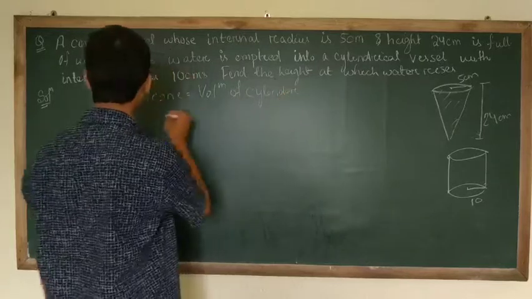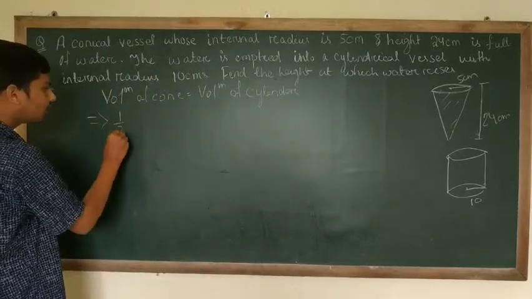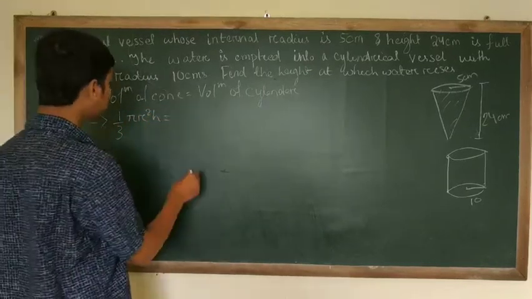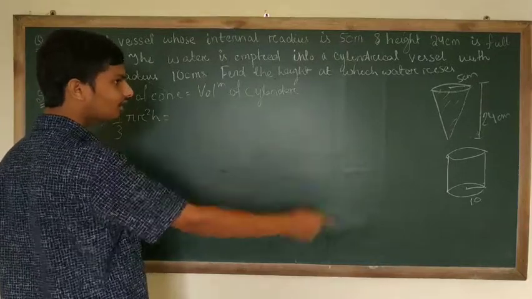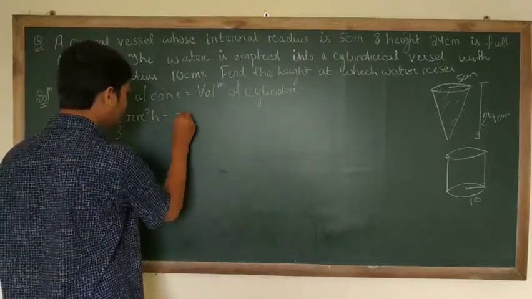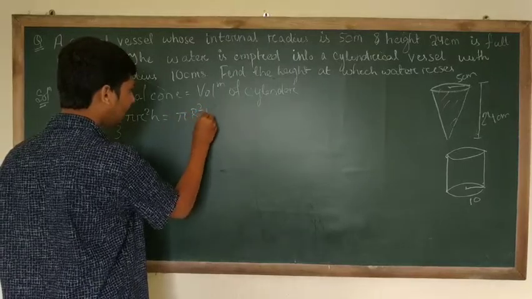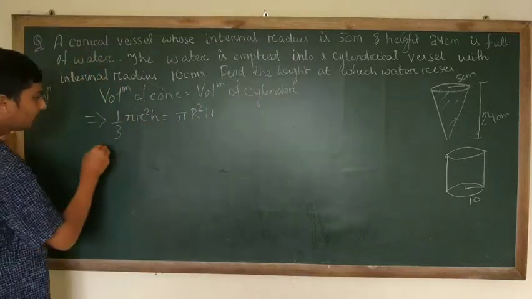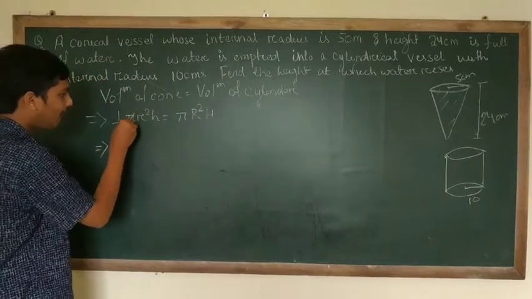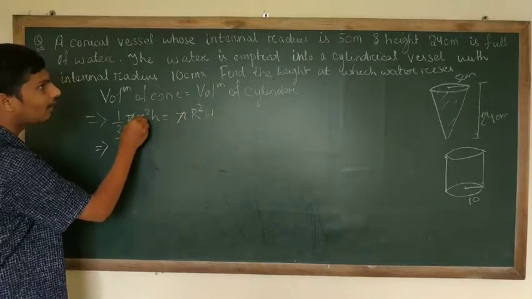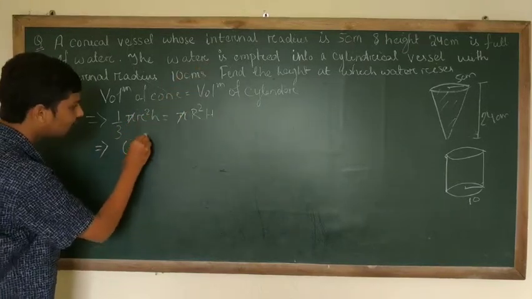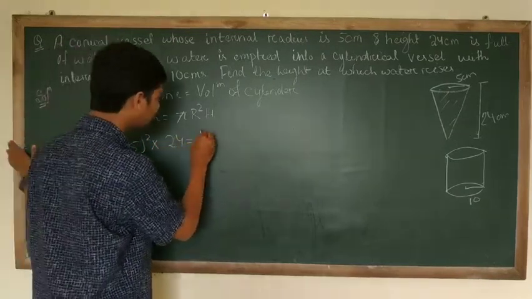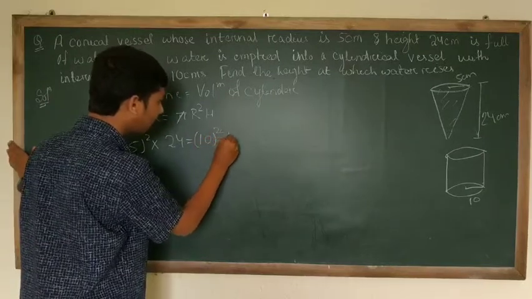Okay, and we know that volume of cone is 1/3 pi r square h, and volume of cylinder is, since the radius are different here and there, so this volume is pi r square h. Okay, because these r and these are not the same, the heights are also not the same. So pi gets cancelled. So r square, that is 5 square into h, which is given 24, is equal to r, which is given 10 square, and we have to find this h.